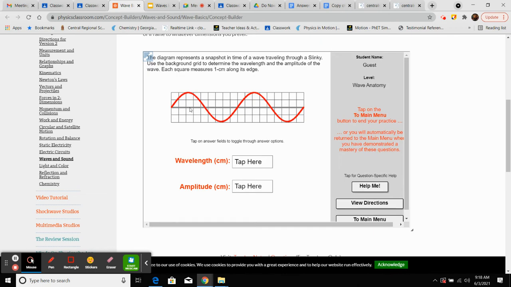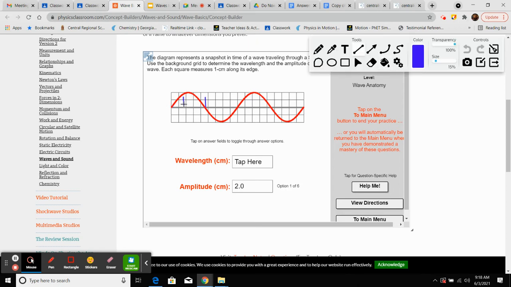Okay, the amplitude. So from the center to the top of this guy, how many boxes are there? 1, 2. So the amplitude would be 2. All right, wavelength. That's a pain. We could do from crest to crest, or we can do from this starting position, right? And then 2 more times it goes through. So not here, but here. That would be one wavelength. So how many boxes we got? 1, 2, 3, 4, 5, 6, 7, 8, 9.